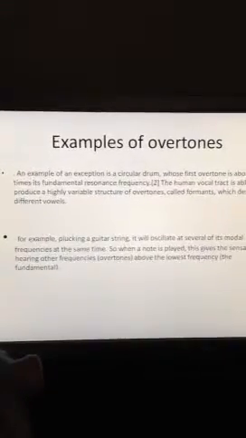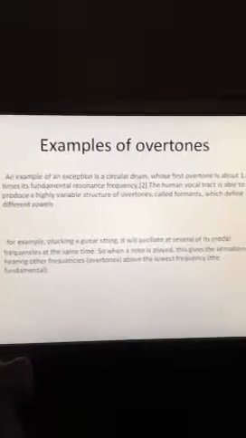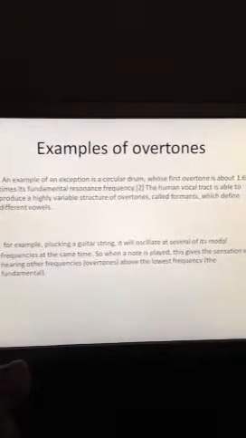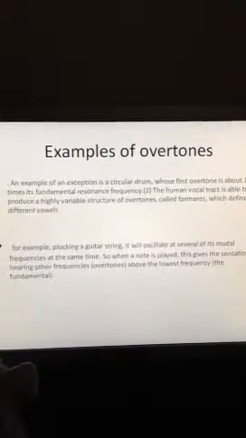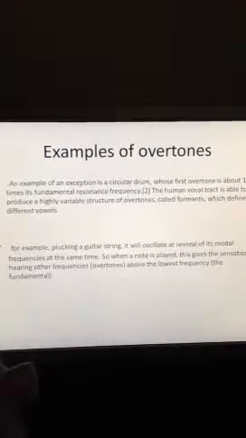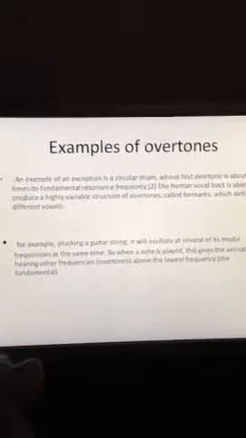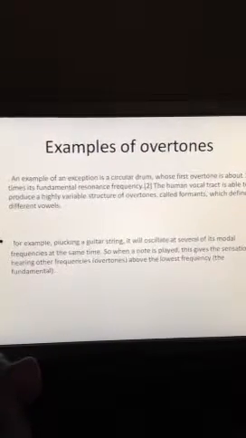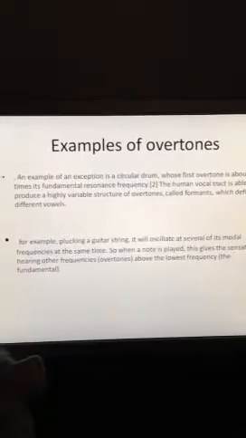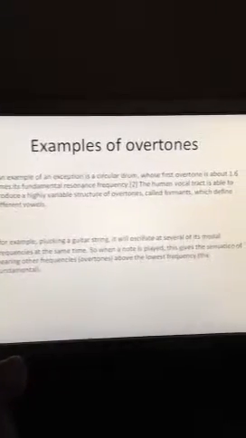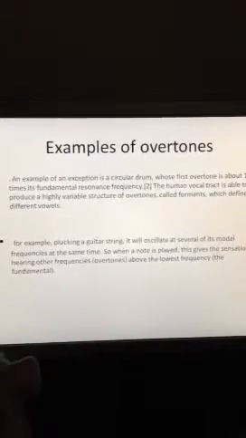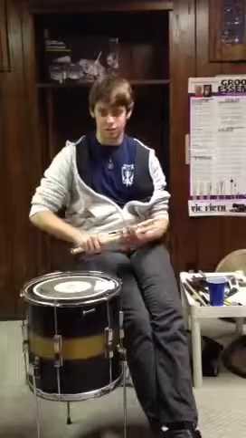Some examples of overtones: an exception is a circular drum, whose first overtone is about 1.6 times its fundamental resonance frequency. The human vocal tract is able to produce a highly variable structure of overtones called formants, which define the different vowels. For example, plucking a guitar string, it will oscillate at several of its modal frequencies at the same time. So when a note is played, this gives a sensation of hearing other frequencies, overtones, above the lowest frequency, the fundamental. In basic terms, the overtone is a note higher than the fundamental frequency.